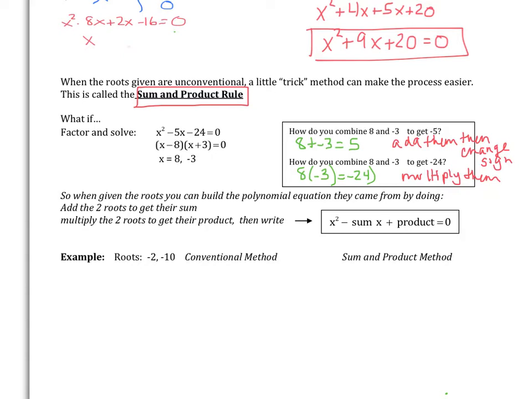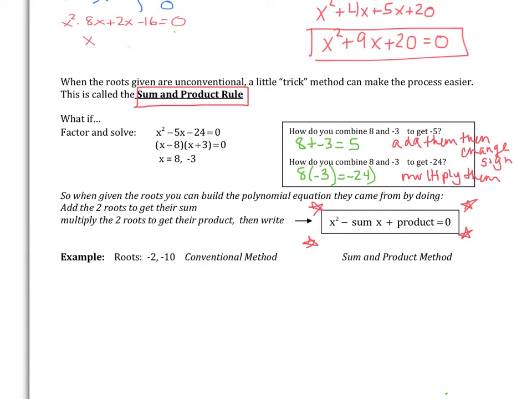So when given the roots, you can build the polynomial equation they came from by adding the two roots to get their sum, multiplying them to get their product, and then using this equation, x squared minus the sum times x plus the product. The minus is accounting for our sign change that we need to do with their sum. So let's take a look.